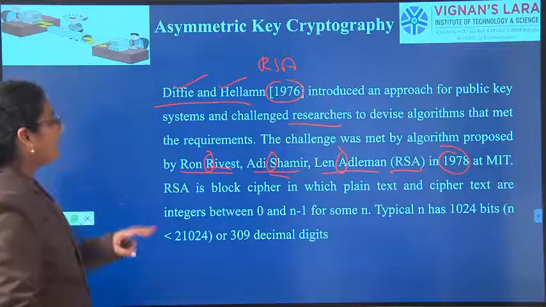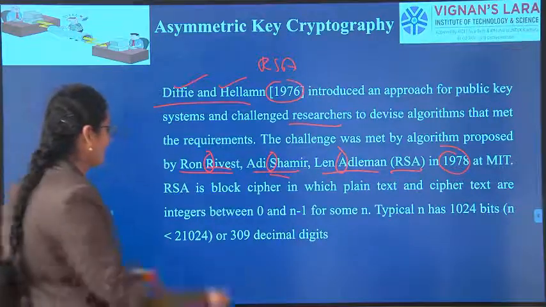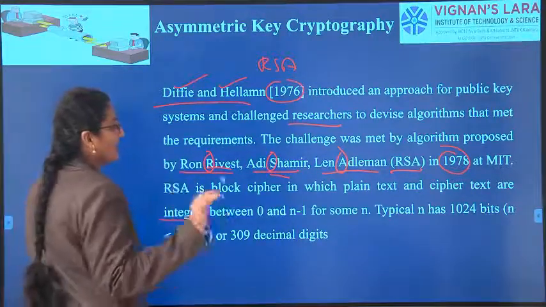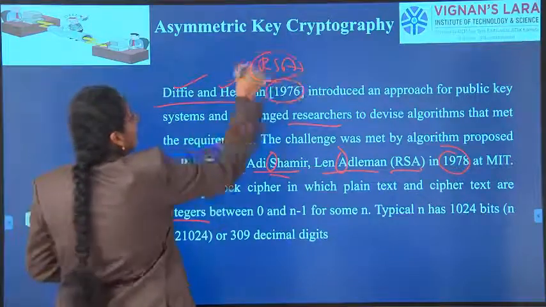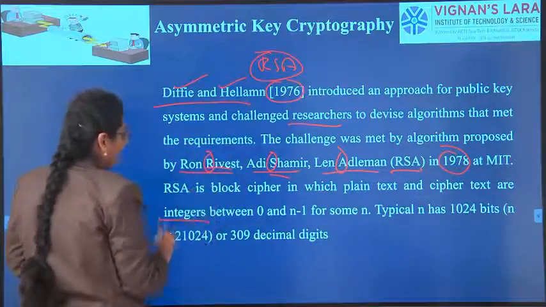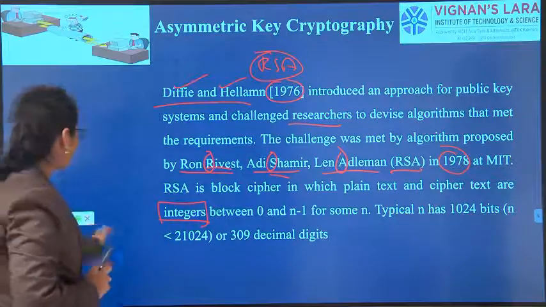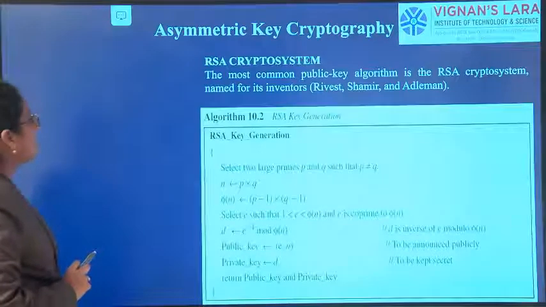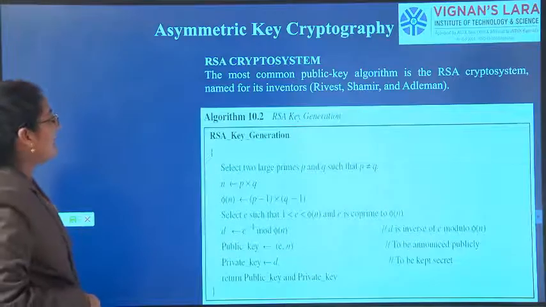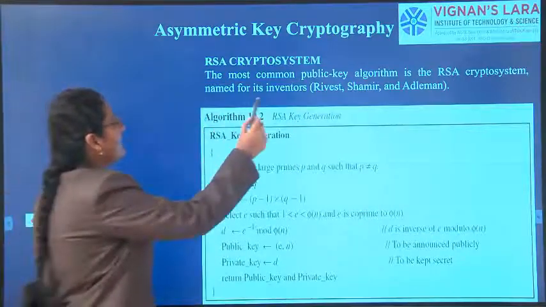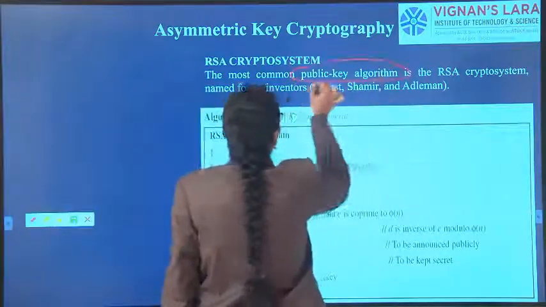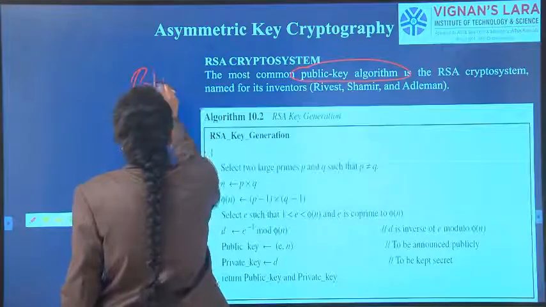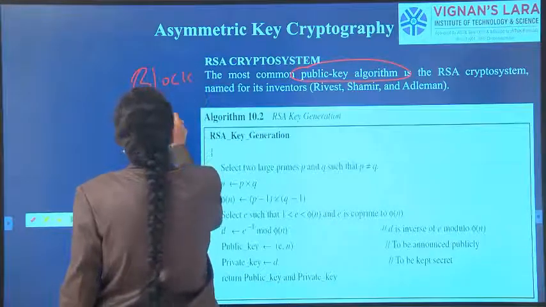So here we are going to treat plain text and ciphertext as integers. You need to remember that point always. In RSA we are going to treat plain text and ciphertext as integers. So this is what RSA is. RSA is a public key algorithm and it is a block cipher. RSA is an example of a block cipher.